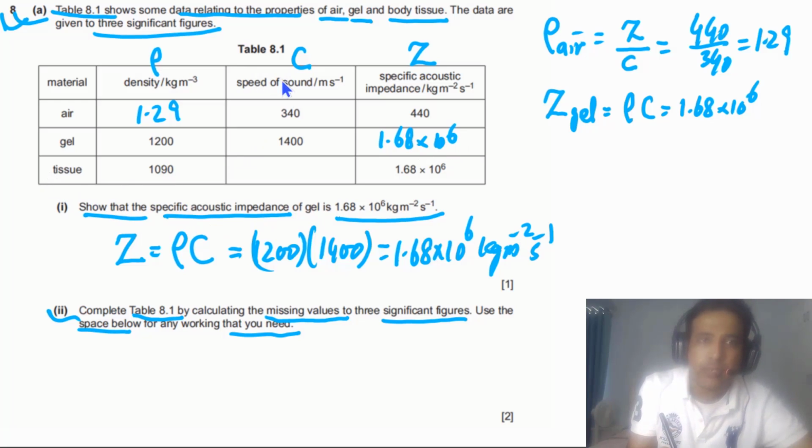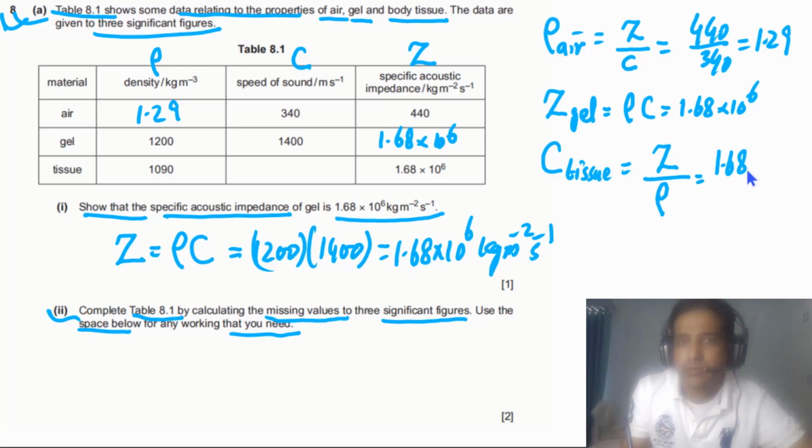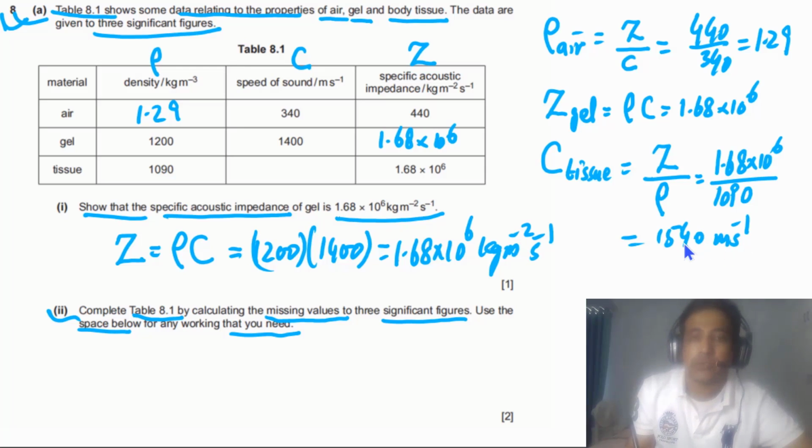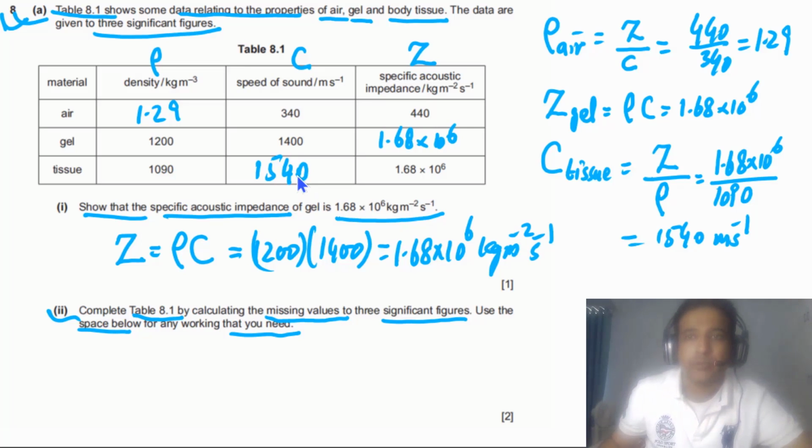And for tissue, we need to calculate c. So we can write c for tissue. c for tissue will be equal to acoustic impedance divided by density of tissue. Acoustic impedance is equal to 1.68 times 10 to 6. Simply we need to divide this by its density, that is 1090. If we solve this, we will get 1540 meters per second. So this is the speed of sound in tissue. So we can write here 1540 meters per second. So this is how we can answer.